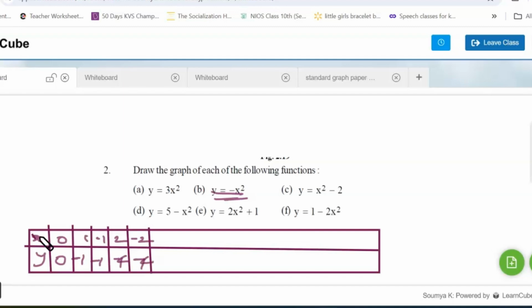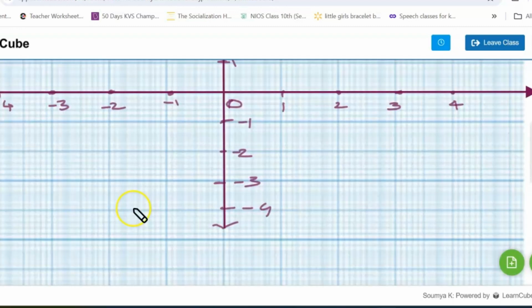Now let's make a graph for this function. The table's values: it is 0, 0, this point is here. Another one is 1, minus 1. So 1 is here, minus 1 is here. So this is another point. Next one is minus 1, minus 1. So minus 1 here, and below, the y coordinate is minus 1. So this is another point.